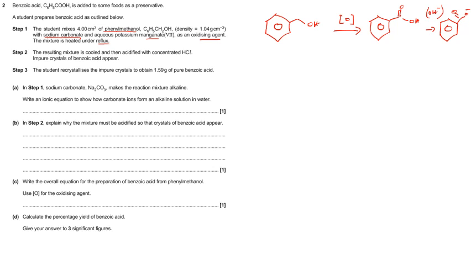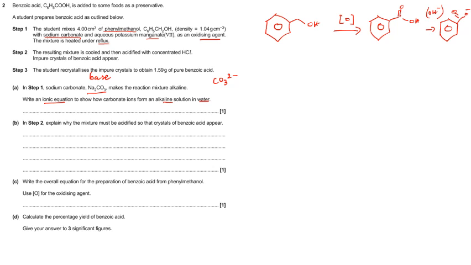Okay, so now that we've read it thoroughly and done a little bit of thinking about what's going on, we can start answering the questions. So part A, step 1, sodium carbonate. You see sodium carbonate, and the first thing you think of is that it's a base. And it tells you that it makes the reaction mixture alkaline anyway. And now it wants an ionic equation. So the next thing you're going to think is, well, that's carbonate ions, the sodium ions just being spectator ions, to show how the carbonate ions form alkaline solution in water. If it's an alkaline solution, we need hydroxide ions.